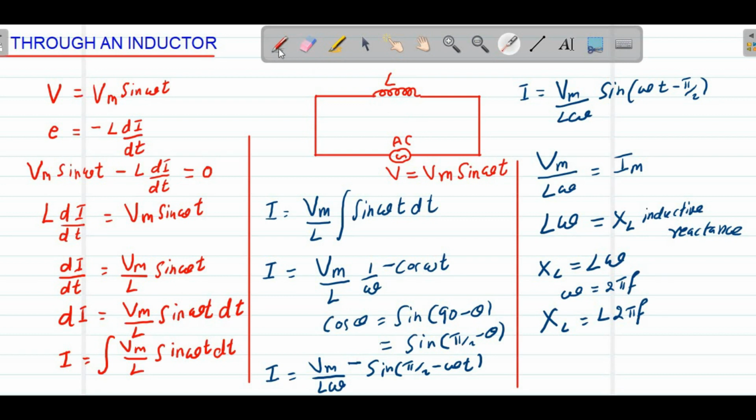Its unit is ohm. It is measured in ohm. The SI unit of XL is also ohm. XL is called inductive reactance. It is just like resistance, and its effect is the same as that of resistance, measured in ohm. Only the mode of action is different.